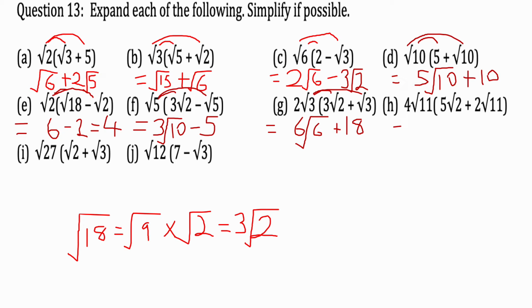Okay, next one, guys. 4 root 11 times 5 root 2, sorry. 4 times 5 is 20. And root 11 times root 2 is root 22, guys.